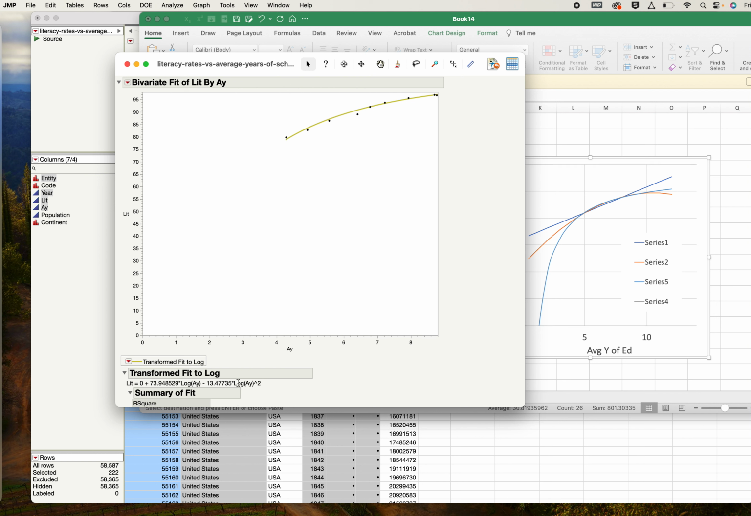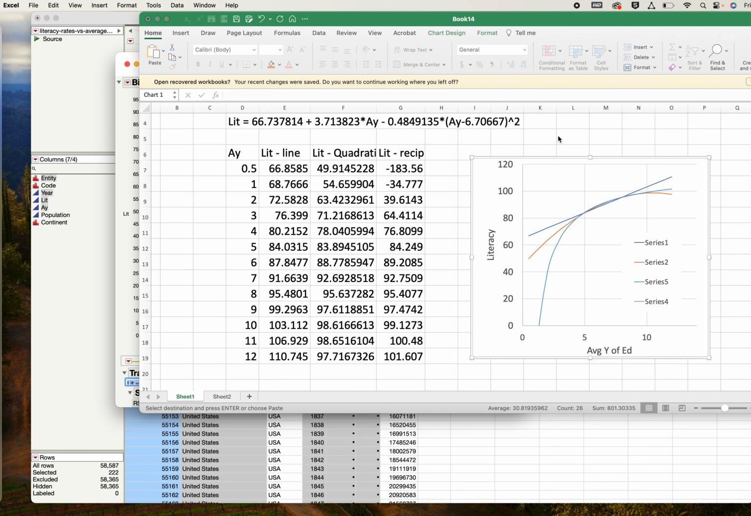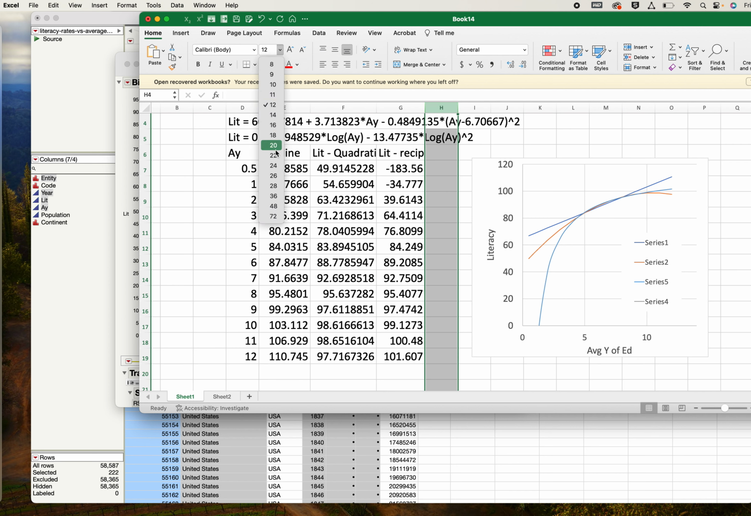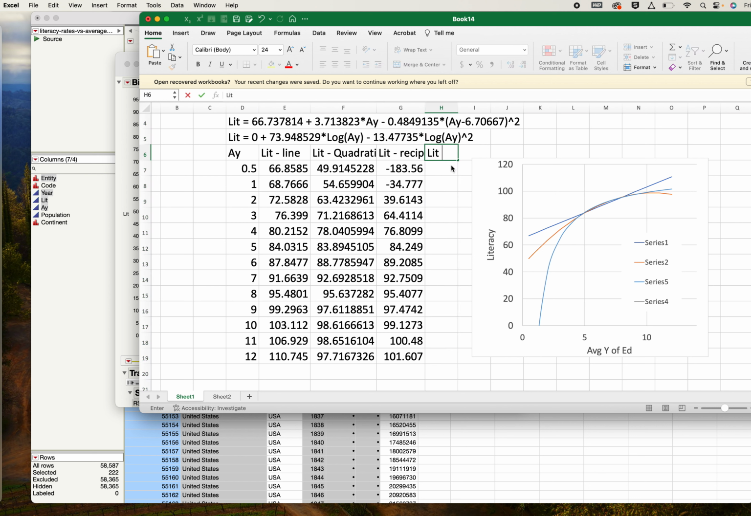It's not showing us, but if we import this into Excel, we can go ahead and plot it up and see what it looks like. So let's change this to a 24 so we can read it. So here, this is literacy, but we have a quadratic natural log equation that we're going to plot. Let's take a look at how to read this.